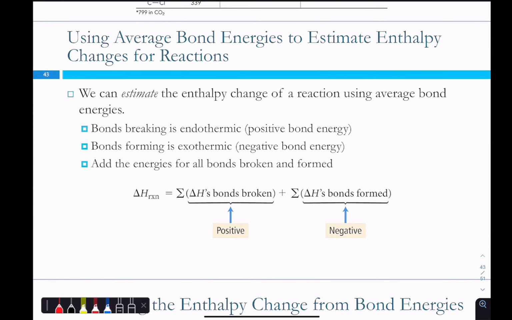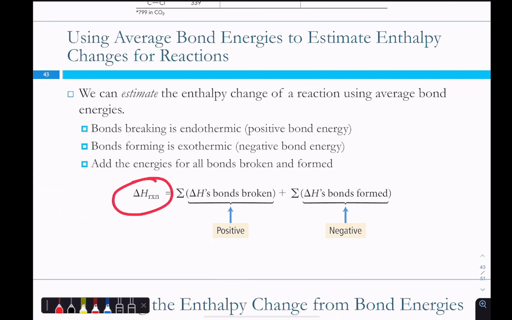So using average bond energies, we can estimate enthalpy changes in reactions. Again, bonds breaking is endothermic, or requires an energy input. Whether something is endothermic or exothermic depends on what the system is that you're talking about. For a chemical reaction, it's those chemicals. It's endothermic, we have to put energy in to break the bonds, but then bond forming is exothermic, so you get a negative bond energy.